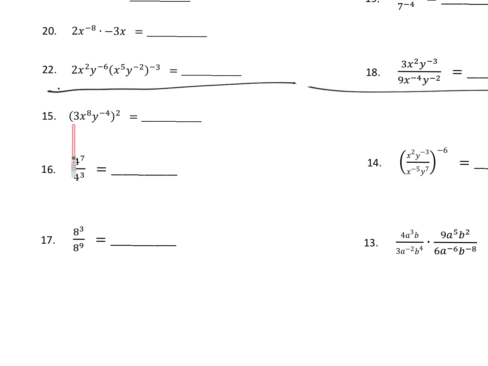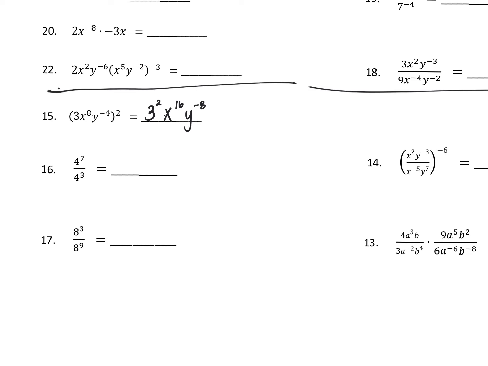We have (3x^8 y^-4)^2. So everything inside the parentheses is being repeated. So I'm going to rewrite this as 3 squared, right? What do I do when I raise a power to a power? Power to a power, we multiply. So 8 times 2 is 16, and y to the negative 4 times 2 is negative 8.